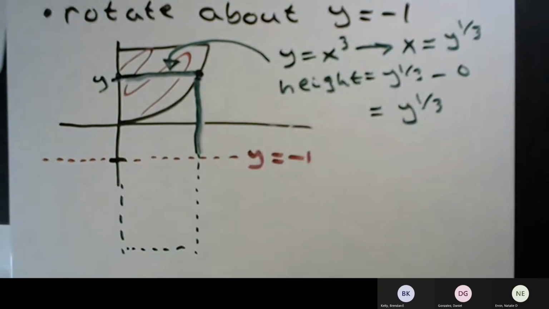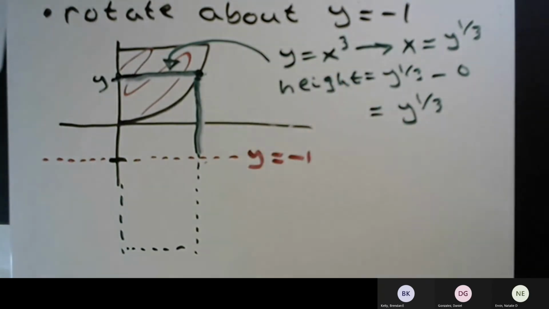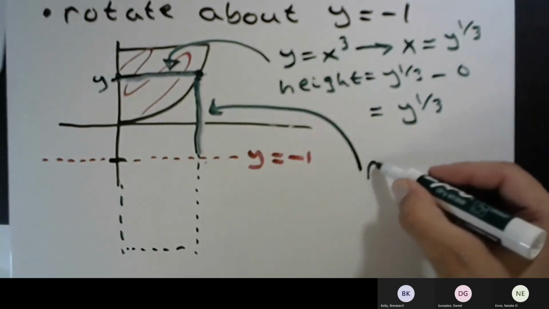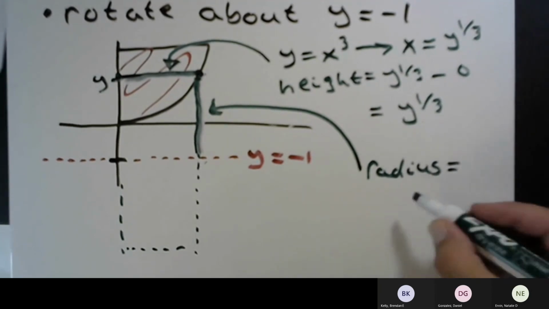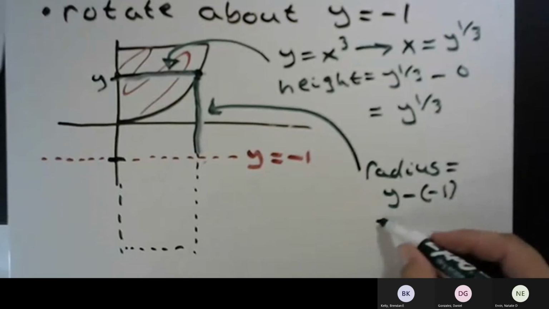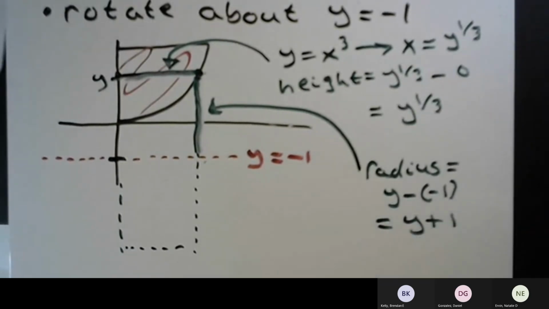Now the radius is the distance from y to this axis of rotation. The radius will be y minus -1, or y plus 1. So we have our radius for our cylinder, we have our height for our cylinder. We're good to go.